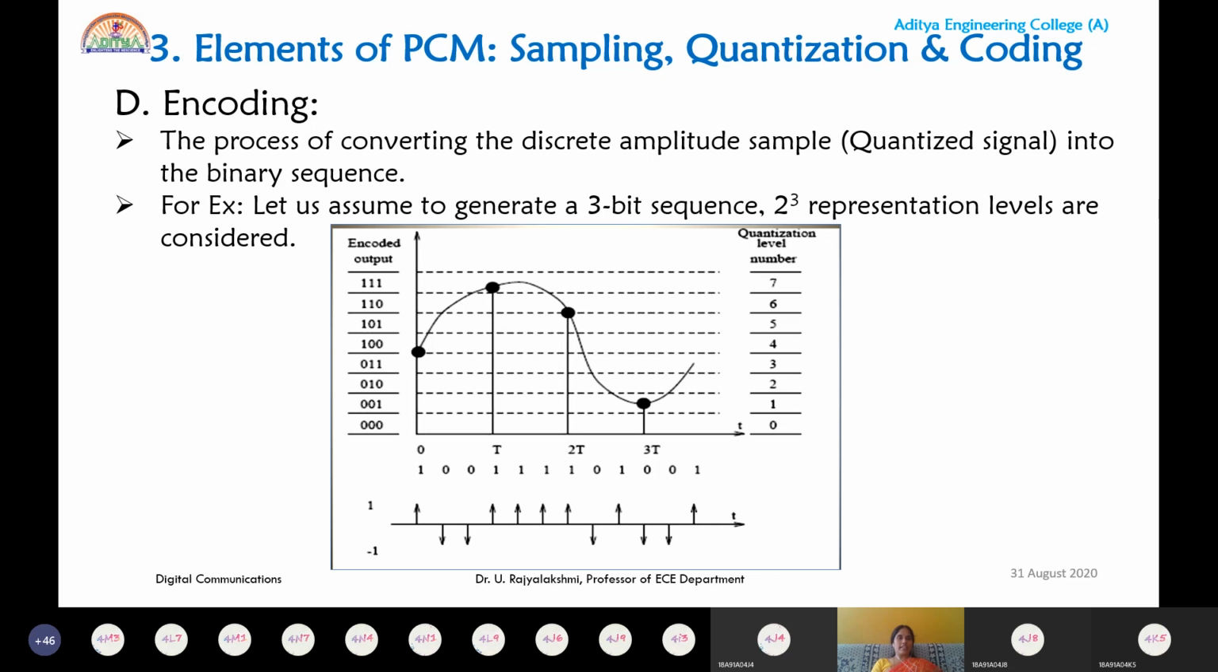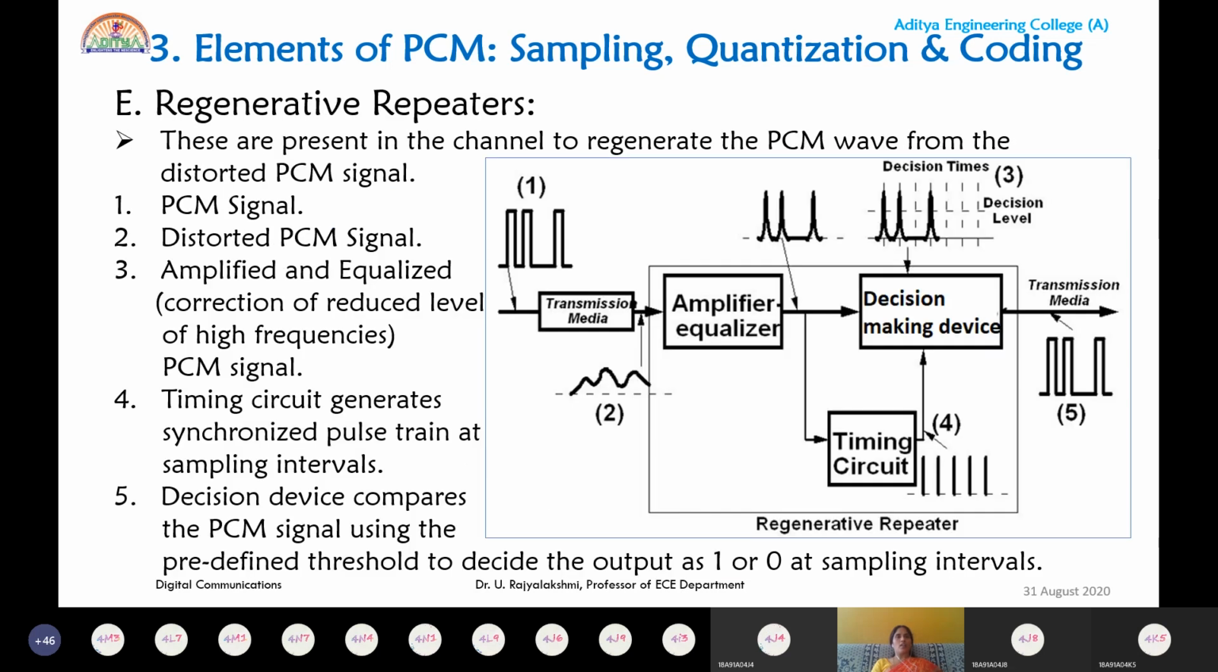Next, let us move to the next slide. In the next slide, you can see that finally you got the PCM signal. The encoder generates the PCM signal. Now this PCM signal is applied to the channel. I told you that in the channel we have so many regenerative repeaters. Let us see the block diagram of a regenerative repeater. Please observe the block diagram here.